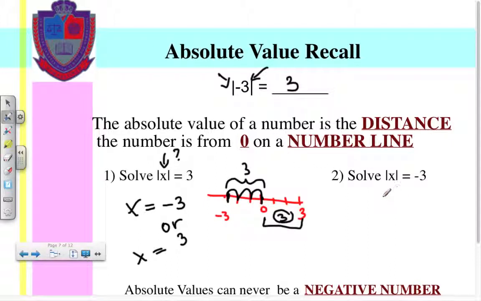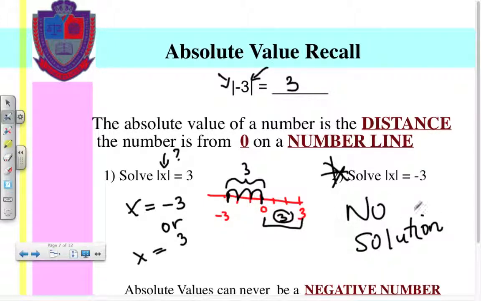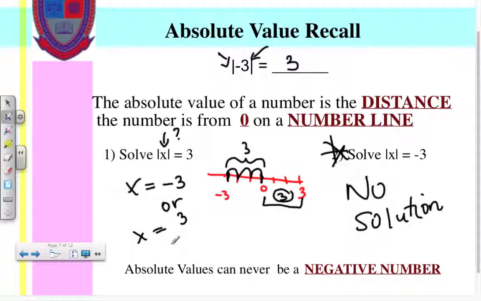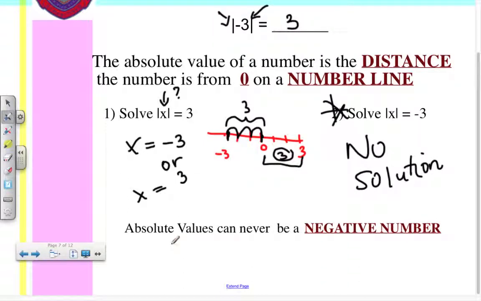Number 2, solve the absolute value of x equals negative 3. Now, this is what we need to remember: there is no solution. The absolute value of any given expression is always a positive number, which brings us down to our little notes here. Absolute values can never be a negative number. The final answer will always be positive.